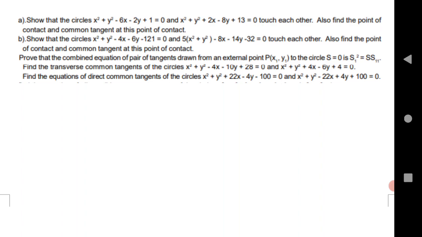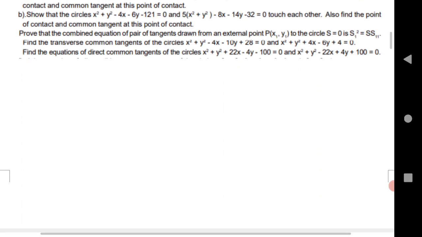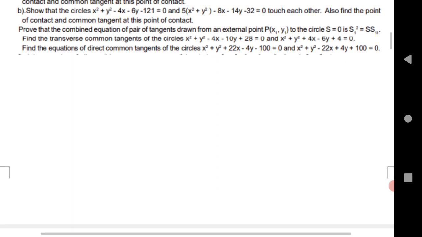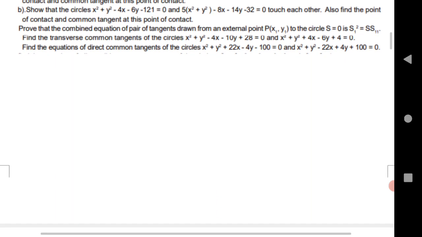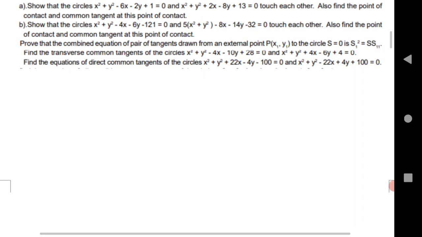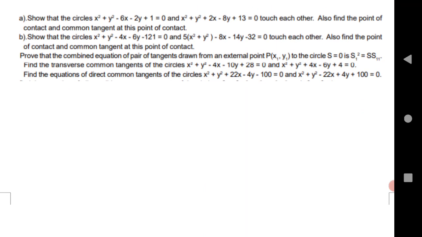Prove that the combined equation of the pair of tangents drawn from external point (x1, y1) to the circle S equals 0 is S1 square equals S into S11. Next, a similar question: find the transverse common tangent of the circle x square plus y square minus 4x minus 10y plus 28 equals 0. These last 2 questions are very important. Practice these questions, definitely they will give you maximum marks. This is all about circle.